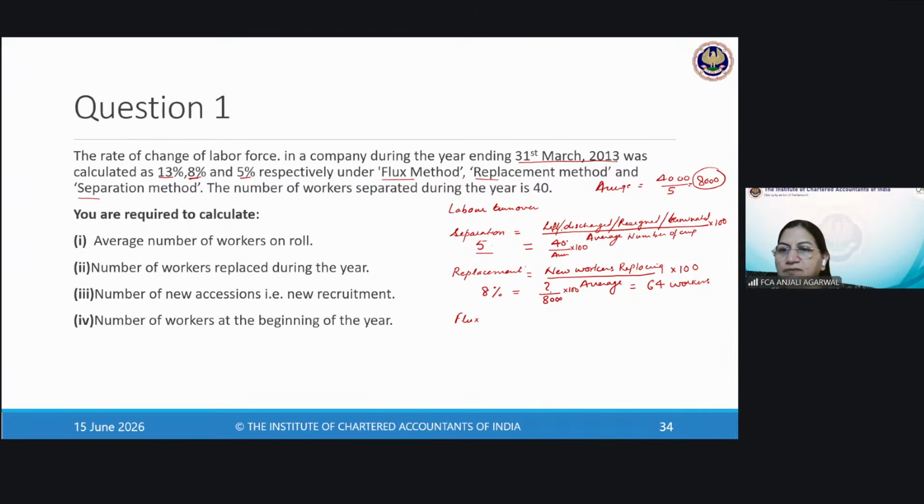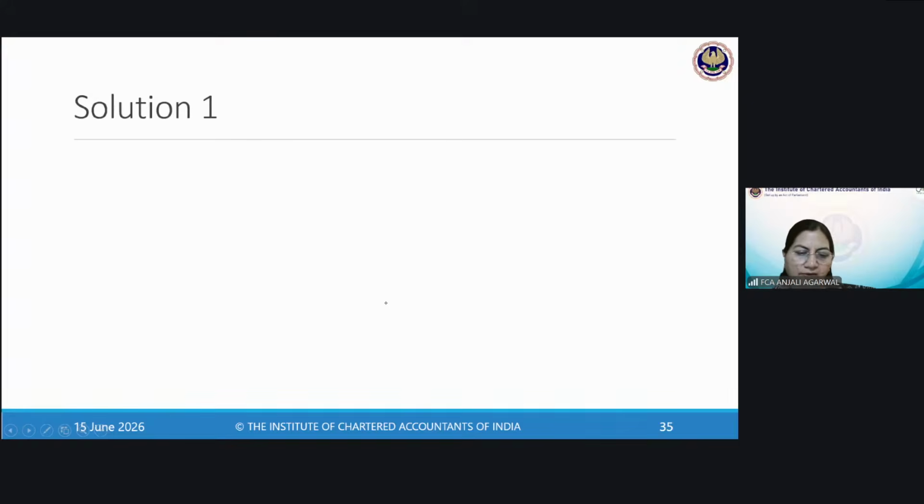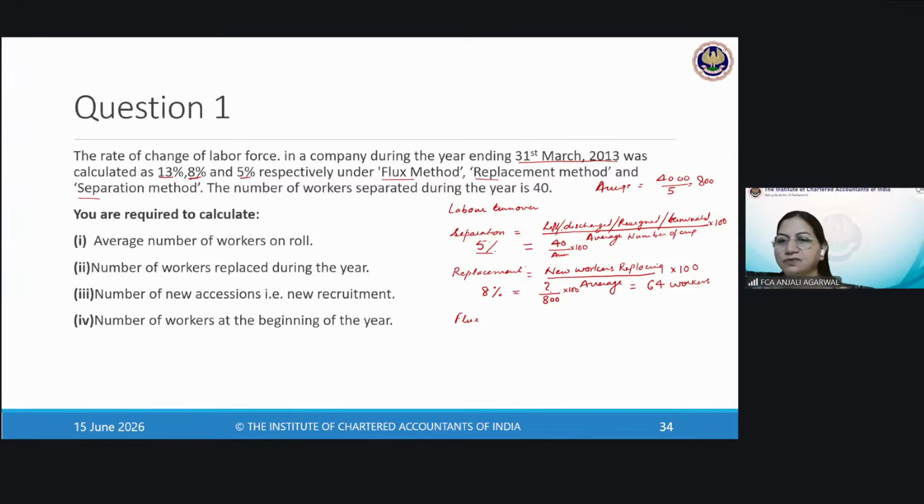Okay. Sorry, this is 800. So on an average, there were 800 workers in the organization. Right? So 8% of 800, that means 64 workers were replaced.